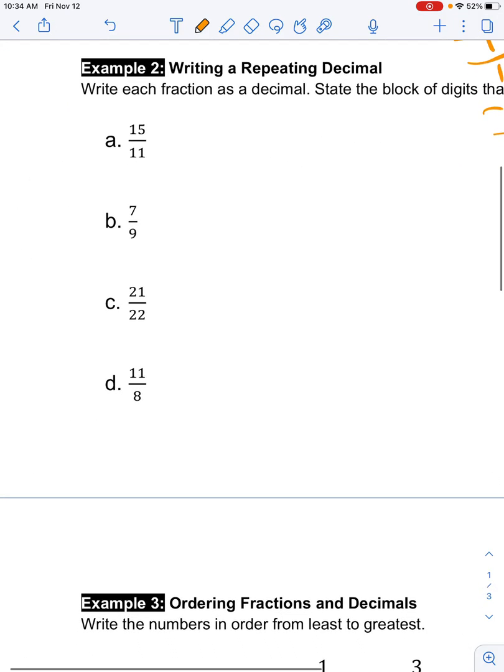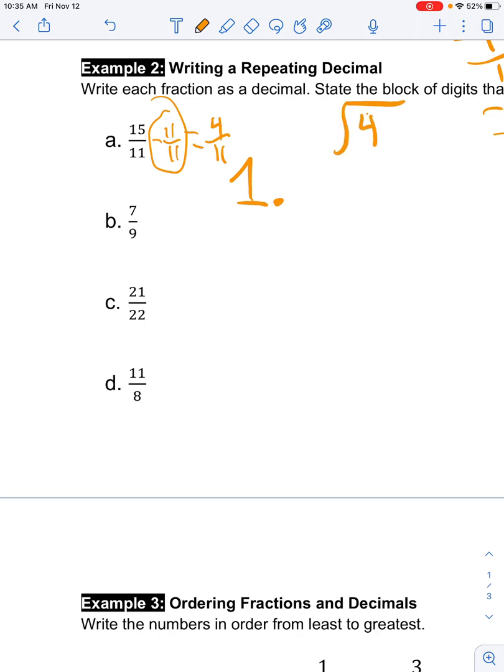All right. Writing repeating decimals. So like we did here, we turned it into an improper fraction. This is an improper fraction. So I'm going to show you another way to do it. Hey, I know that 11 out of 11 is 1. So I'm left with 4 11ths.